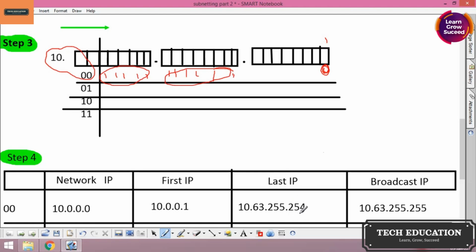So 254 I write. And broadcast IP: don't disturb the network portion, all host bits apply 1. So 10.63.255.255. This is our answer for this.